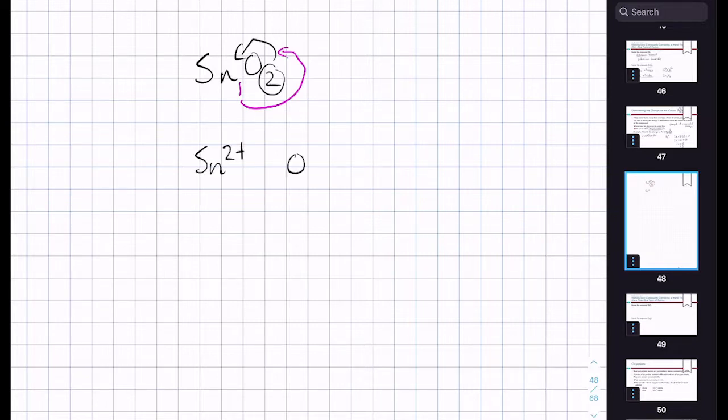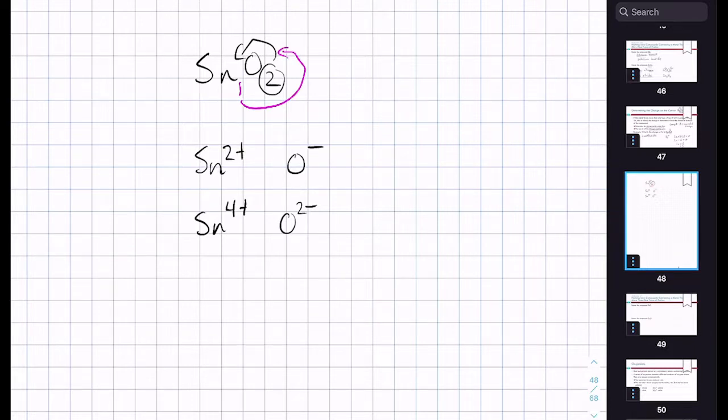you'll end up with tin 2 plus and oxygen 1 minus. So this is the sign that this is not quite right, because oxygen always forms, in this class at least, a 2 minus charge. So you actually have to multiply this by 2. You have to multiply the 1 minus by 2 to give it a 2 minus. So this tin is 4 plus, and oxygen is 2 minus. And from this, we can see why we get this result.